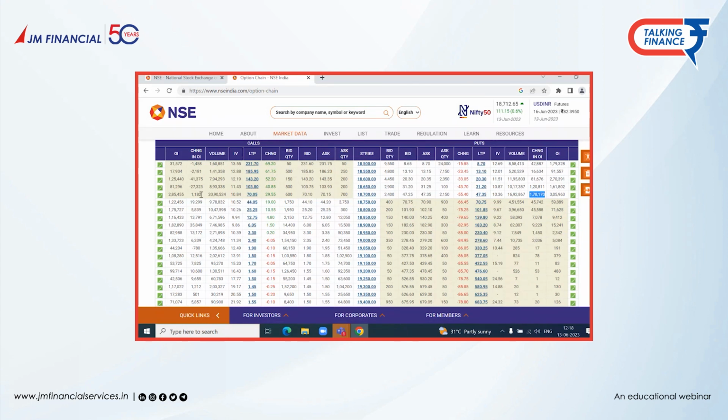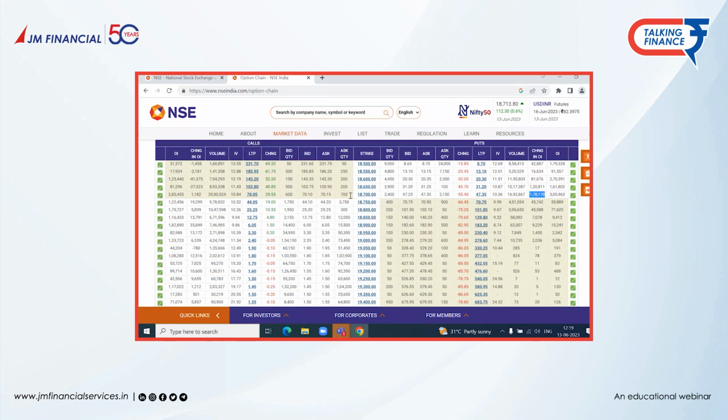Similarly, on the contrary, if I compare it with my calls data, the 18,700 call has hardly 1,182. So which side is heavier? Obviously, this is heavier. 1.78 lakh is more than 1,182 contracts. Now what does it interpret? It interprets that a good support is building up at 18,700 for today. Nifty should hold 18,700 as a strong support.